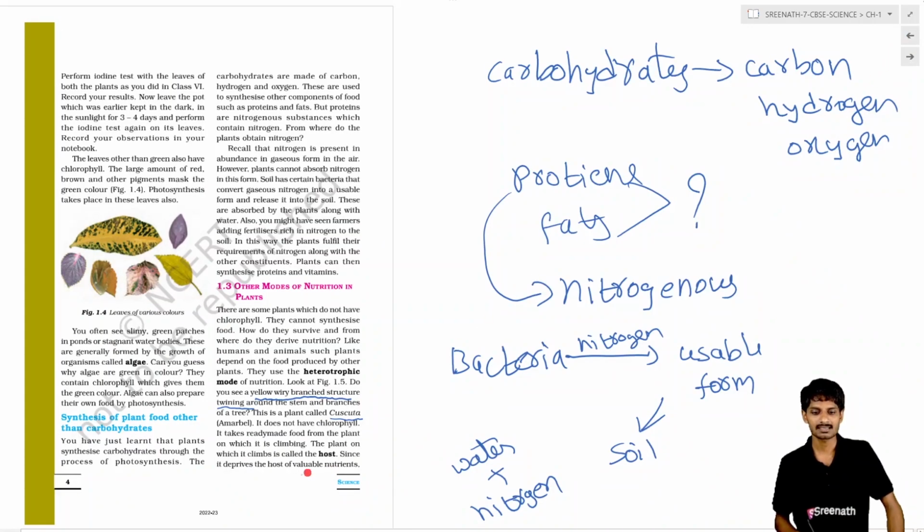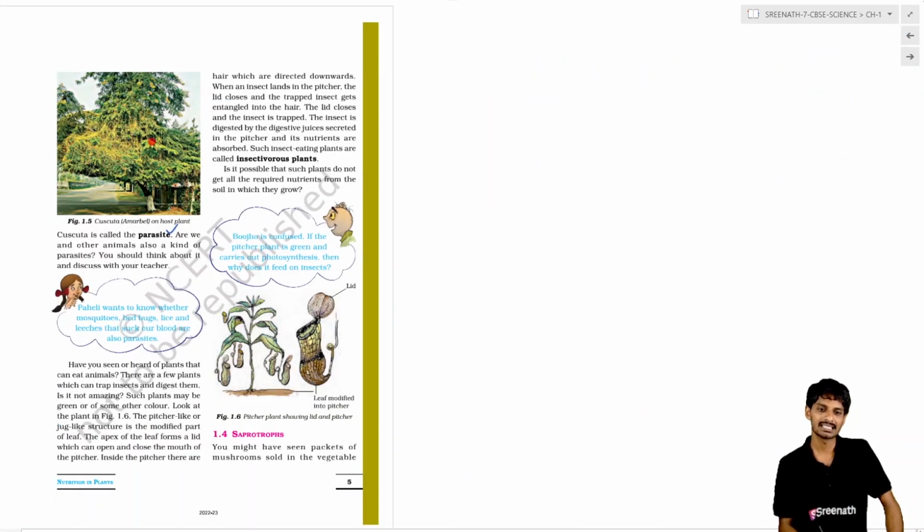We call it a parasite because it doesn't prepare food by its own. It will get its food from the green color plant, which is called the host plant. Okay, this is the parasite. Now what we have learned is that some yellow color plants take ready-made food from green color plants. They twine around those plants and absorb the nutrients and food from those host plants. These are called parasites.